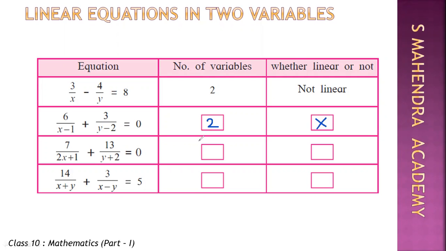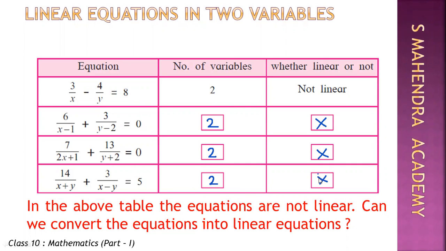In equation 3, there are two variables, and as the degree of those variables is -1, this equation is also not a linear equation. And in equation number 4, again there are two variables x and y having degree -1, therefore this equation is also not a linear equation. So here all the equations are not linear equations.